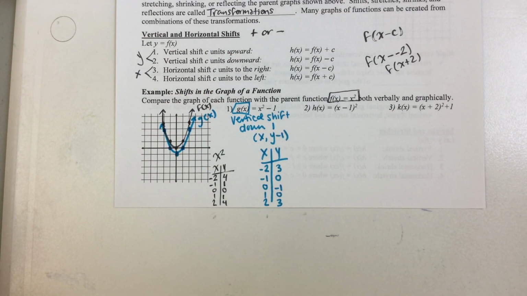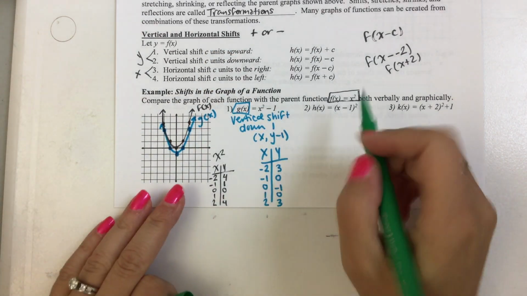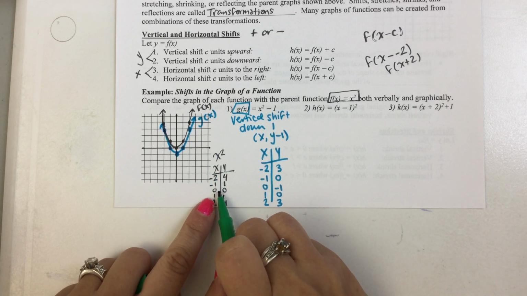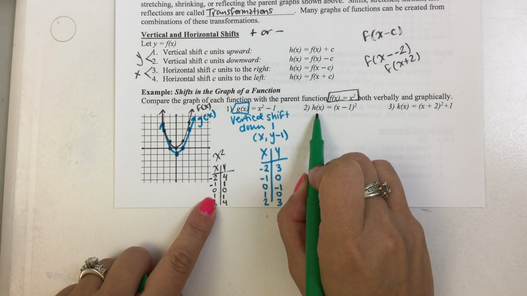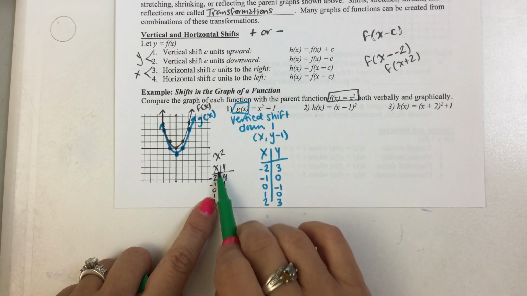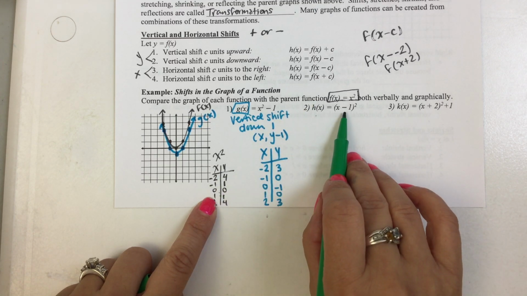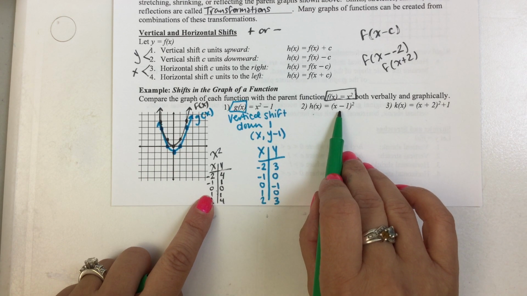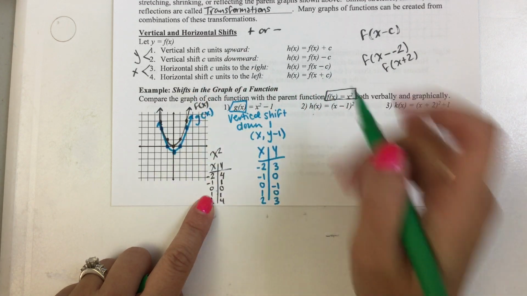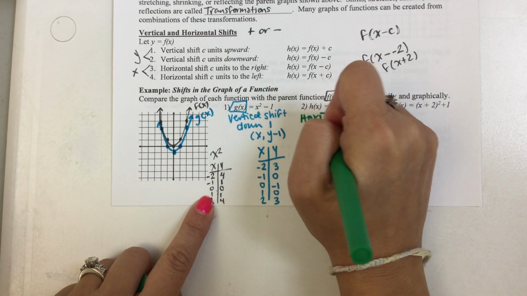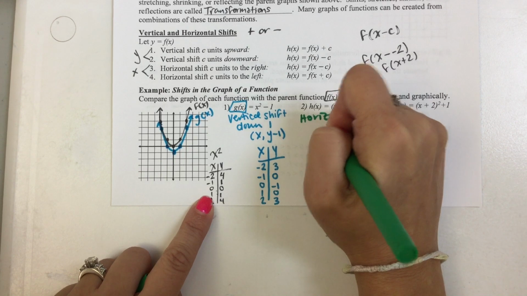Now the next one. Every single time you have to realize that we go back to the original parent function. h of x is a transformation of the parent function x squared. Notice I'm adding or subtracting. Anytime you add or subtract, it is a shift. This is in parentheses. If it's in parentheses, it's horizontal. So I have a horizontal shift.